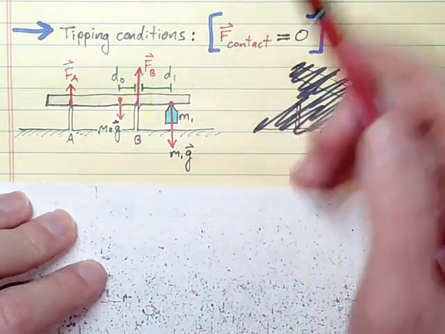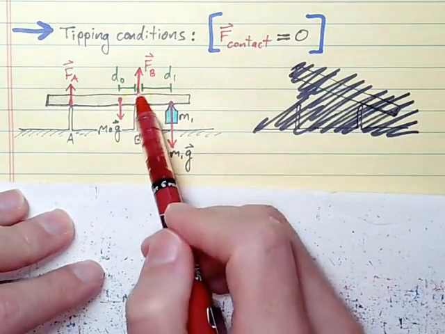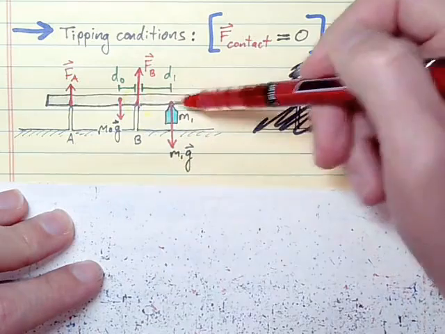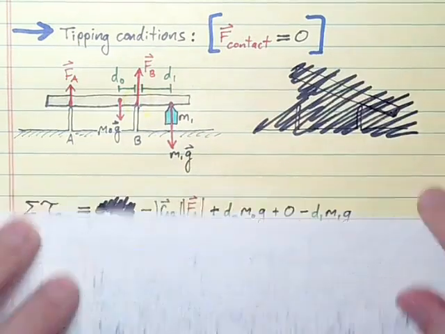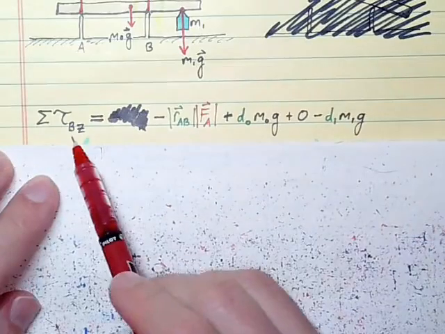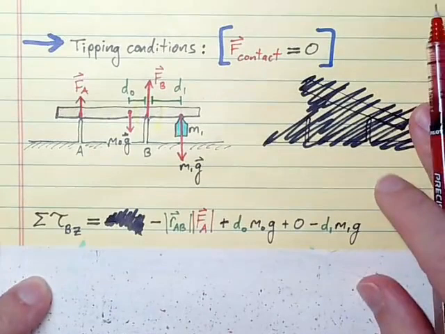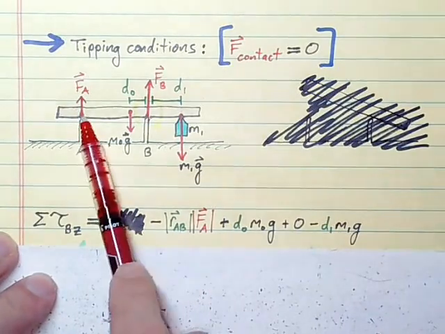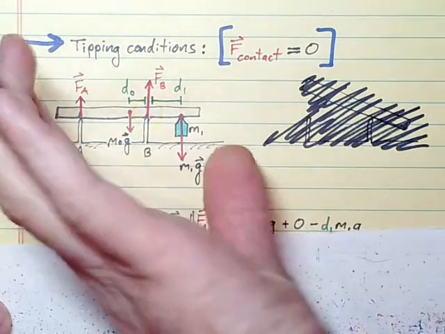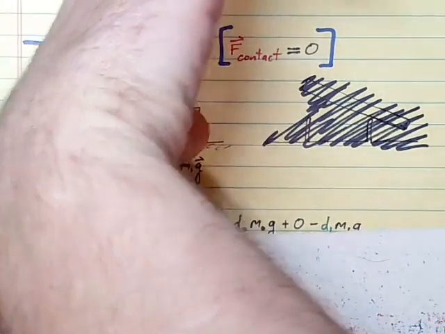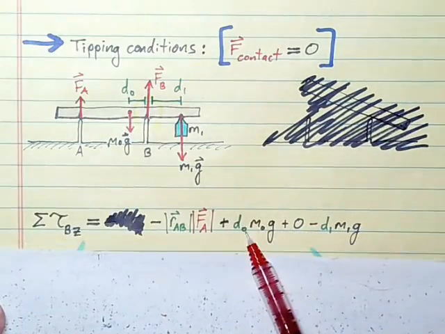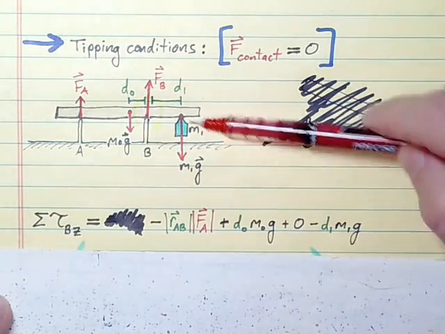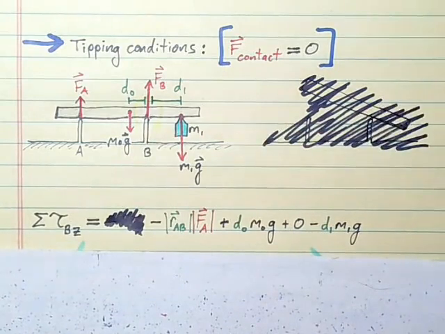So I've labeled a few extra things in our diagram. I've shown D0, the distance from point B to the center of mass, and then D1, the distance from point B to the point where mass 1 is attached. Let's sum the torques about point B. We're going to get a clockwise torque due to force A over here, trying to rotate clockwise about point B. We're going to get a counterclockwise torque from this weight here, and then a clockwise torque from this weight over there. So there's those 3 terms.